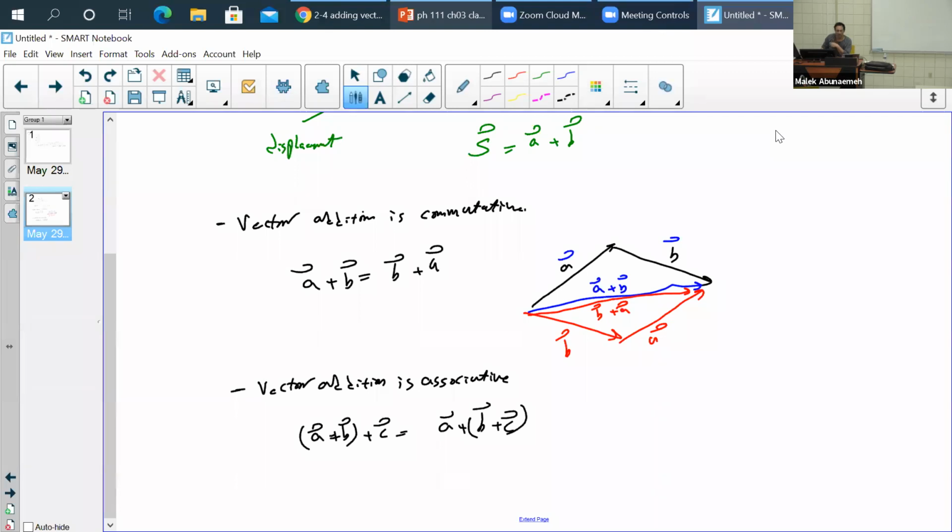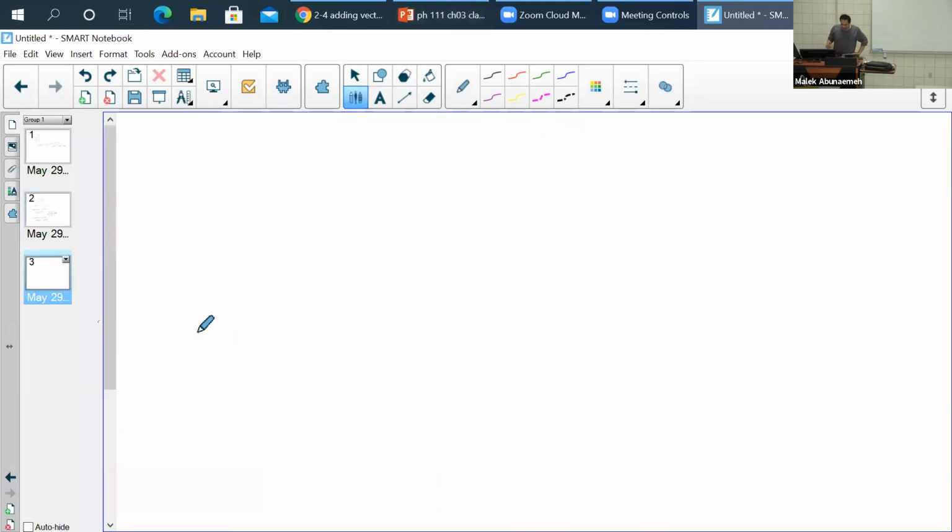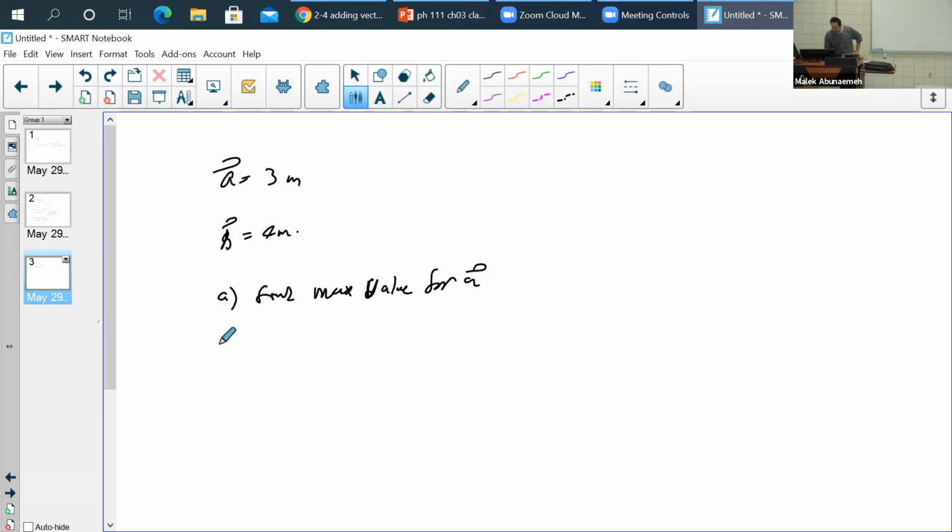So let's do an example, shall we? Let's say the magnitude of A was 3 meters. The magnitude of B was 4 meters. Find the maximum value for A. Find the minimum value for A. Not A, I'm sorry, for C.